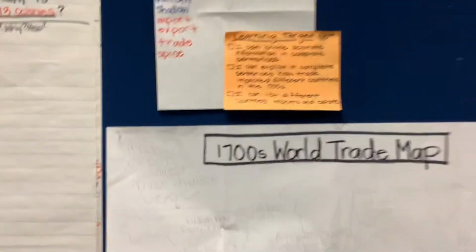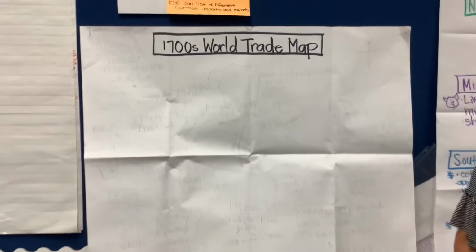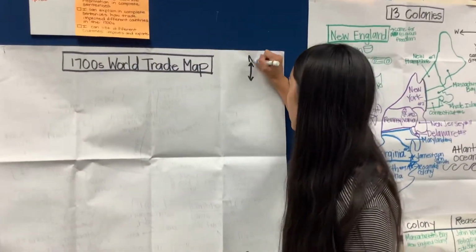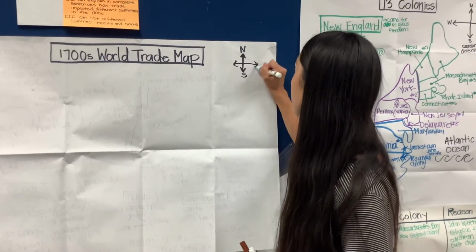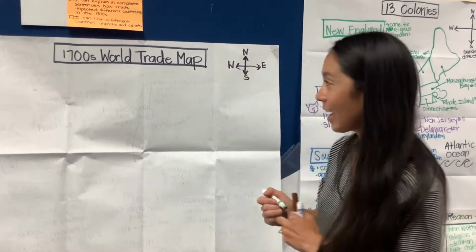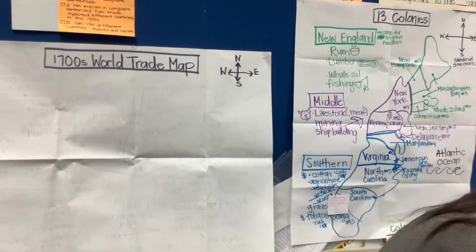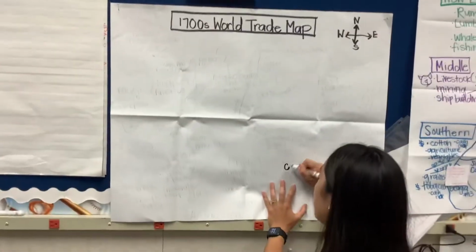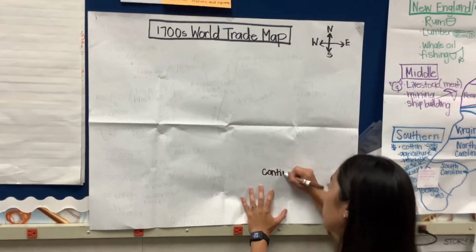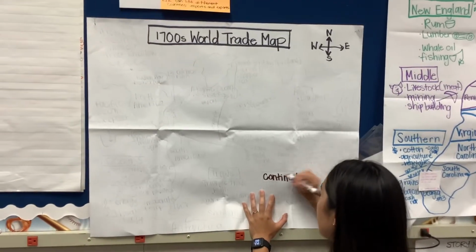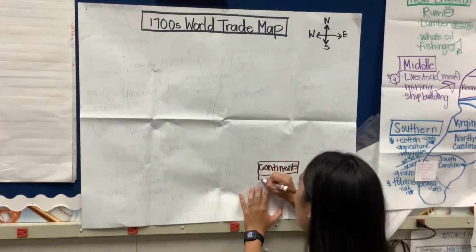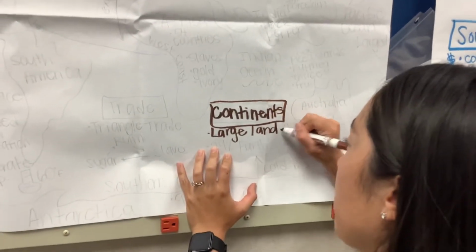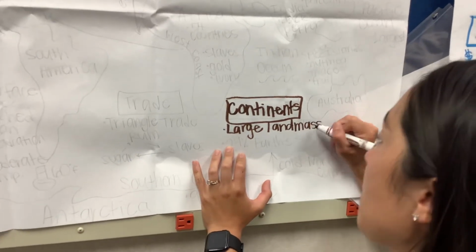Okay, this is my 1700s World Trade Map. Because it is a map, I'm going to add my cardinal directions: north, south, east, and west. Now for my map, I'm going to begin with my continents. Say that with me, continents. And continents are large land masses. Say that with me. Large land masses.